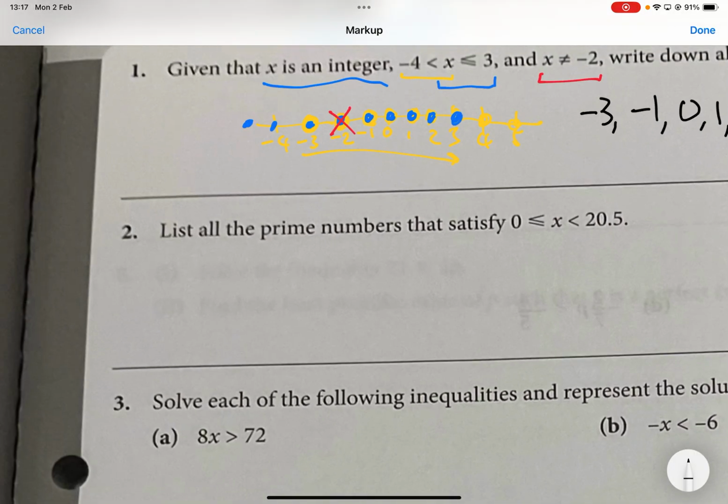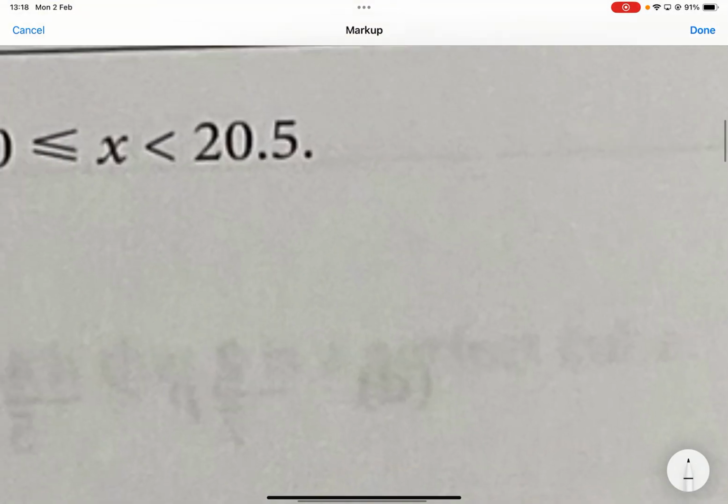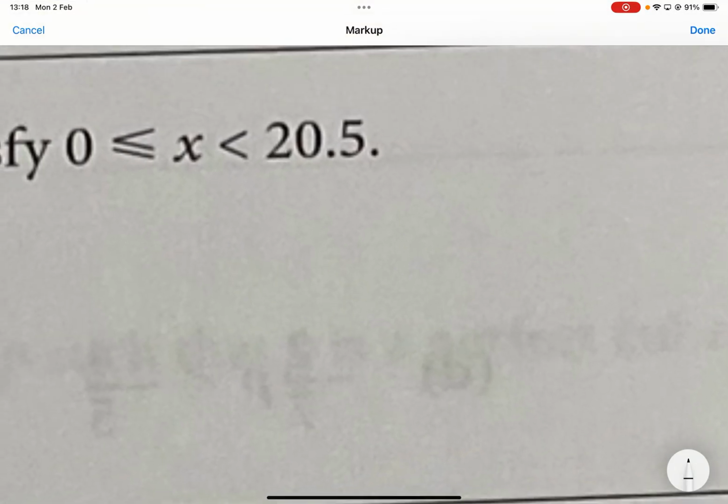Question 2. List all the prime numbers that satisfy this condition. So what does this condition tell us? X is larger or equals to 0. It can be equal, it can be larger. But X must be smaller than 20.5. Okay? So X must be between these two numbers. Can you see X must be between these two numbers?